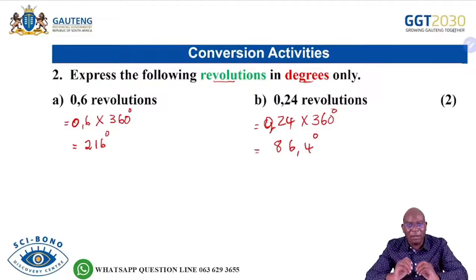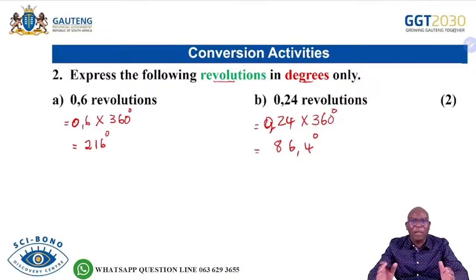These activities are very important. Remember, in your question paper at the end of the year, you're not going to be asked these questions like this. You'll have a question in context to say, you're given the revolutions. At the end, they will say, give your answer in degrees. So you must know how to change it. If you're given degrees, you must change that to revolutions. Then you must know what to do to change those to revolutions.